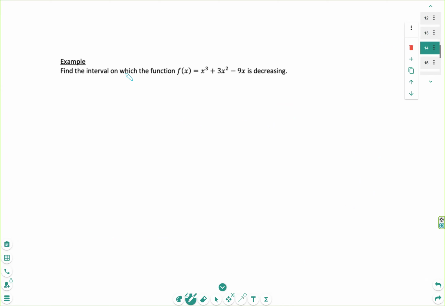Right. So example: find an interval on which the function f of x equals x cubed plus 3x squared minus 9x is decreasing. Is decreasing means, you have to recall, if you see a burger, what do you do? You eat it. If you see a decreasing function, what do you know? f dash x is less than or equal to 0. That's what we need to do. So we need to do differentiation. So let's differentiate: 3x squared plus 6x minus 9.